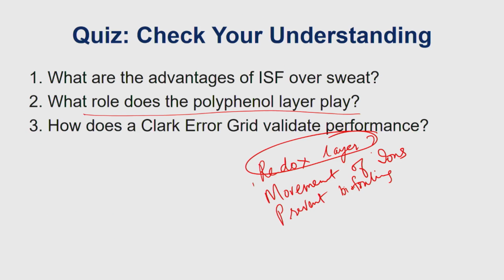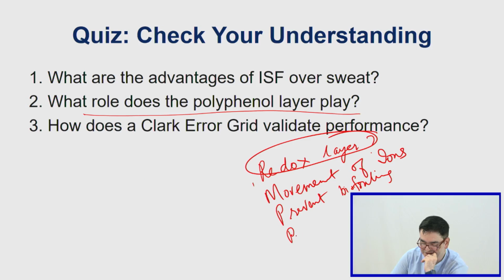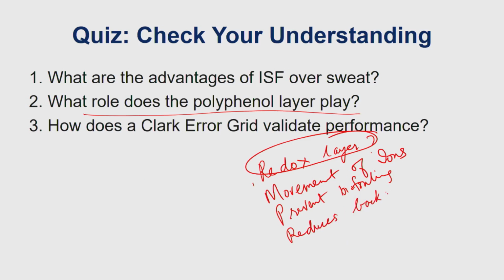So it reduces background current. Why does it reduce background current? It forms a small, thin layer of polymer. Exactly. So it forms a thin layer, and polyphenol by itself is insulating. What else? Is it due to the selective permeability of the polyphenolic membrane? That's been answered here. Good. Same thing, permeability.